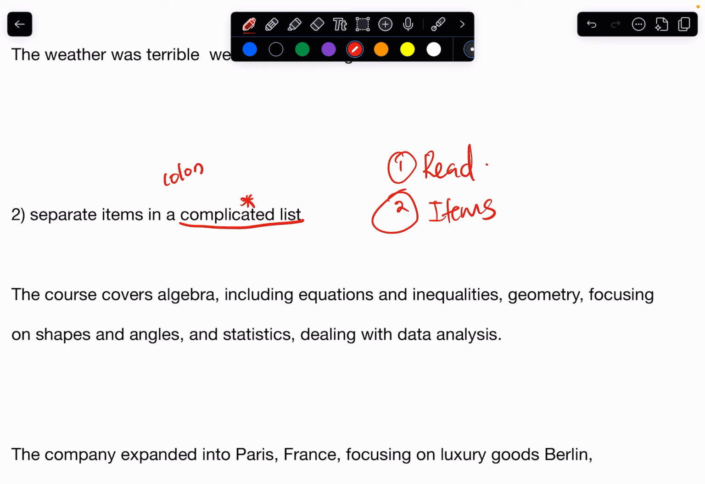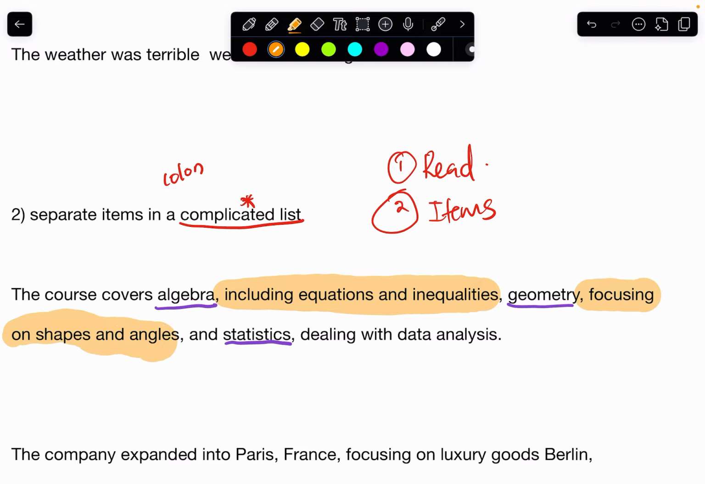So it says the course covers multiple things. In here, what does the course cover? It covers algebra, it covers geometry, and it covers statistics. So all this other information is just additional information, right? So geometry, focusing on shapes and angles, and then statistics, dealing with the data analysis.